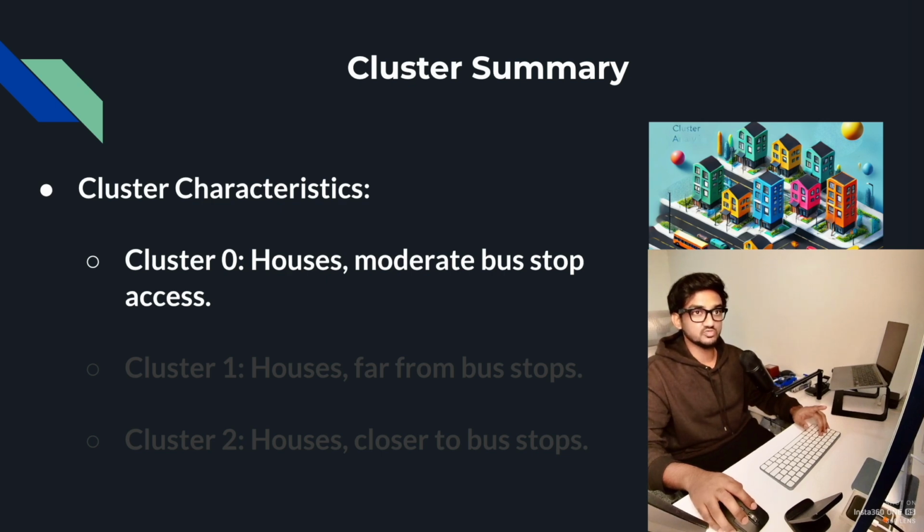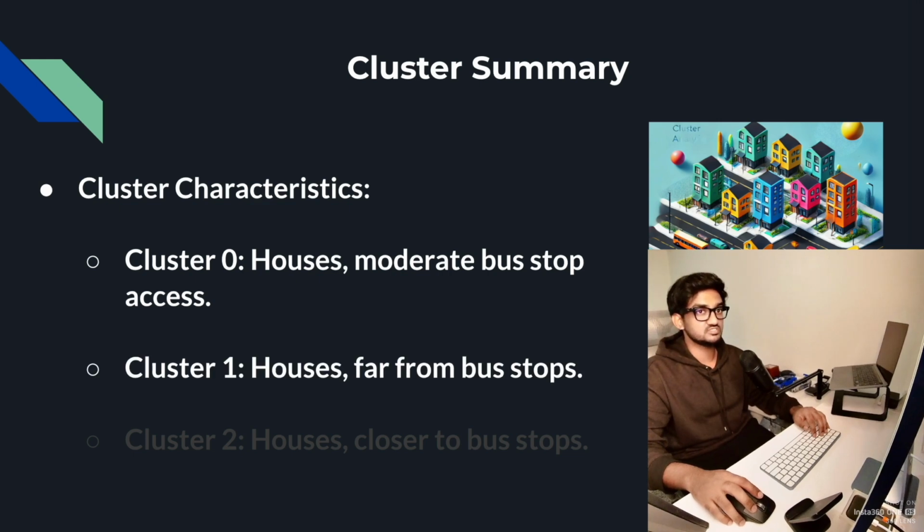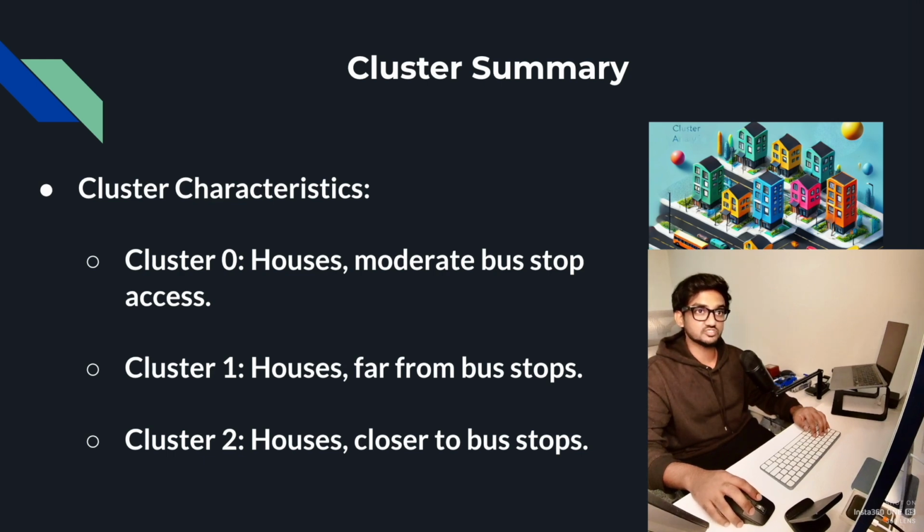Cluster summary: the analysis identified 3 clusters. Cluster 0 mostly consists of houses with moderate access to bus stops. Cluster 1 consisted of homes that are relatively far from bus stops, and Cluster 2 had mostly houses that are closer to the bus stop. These findings provide important insights into how accessible public transport is for different residential areas.